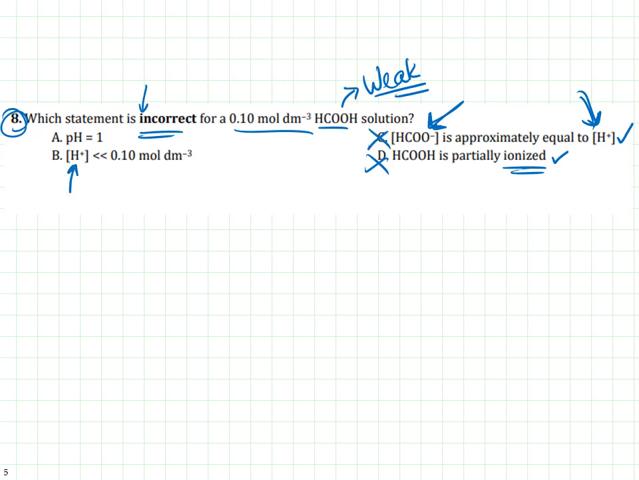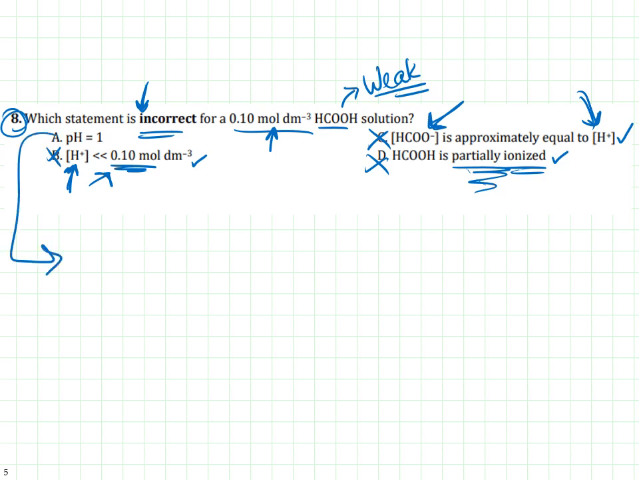Do we feel like that hydrogen ion concentration is going to be much, much less than the concentration of the acid itself? Yes, because it's only partially dissociating, and so we're going to have a very, very small amount of H plus, not equal to that guy. This one is correct, which means it's not incorrect. It's not our answer choice.